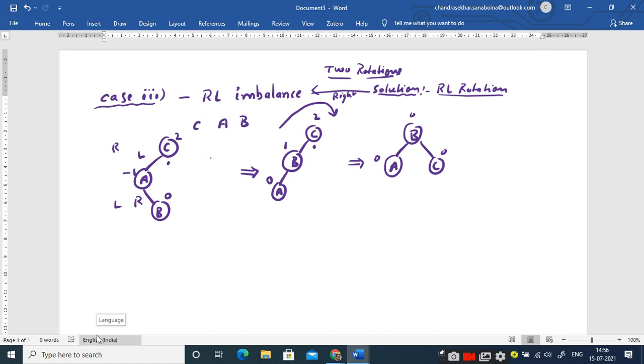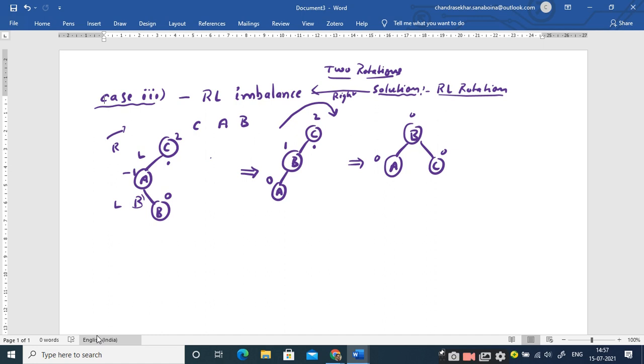So I have the imbalance as RL imbalance. Am I right or not? Yes, sir. So the solution itself is RL rotation only. It's not LR, right? So you apply the right to this here, where you are having the left one, and when you have the right, you are applying the left. Therefore, it is RL rotation. Is it clear?